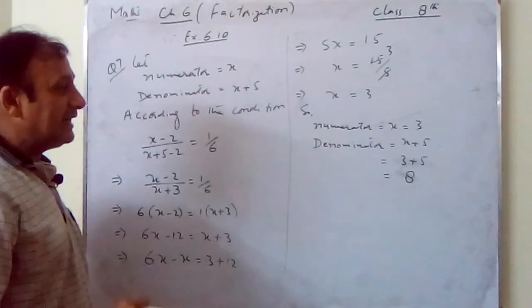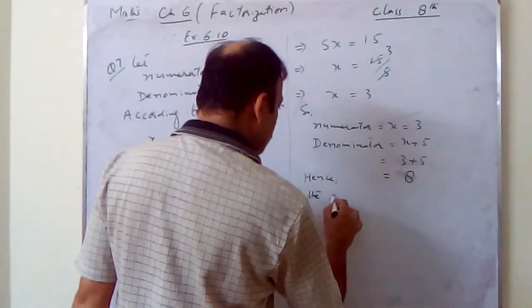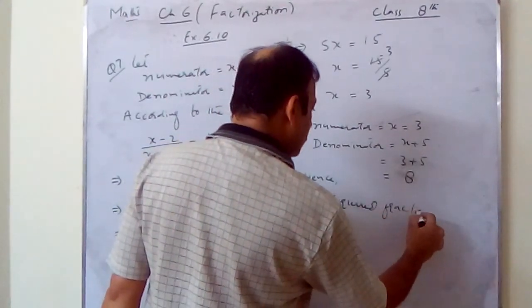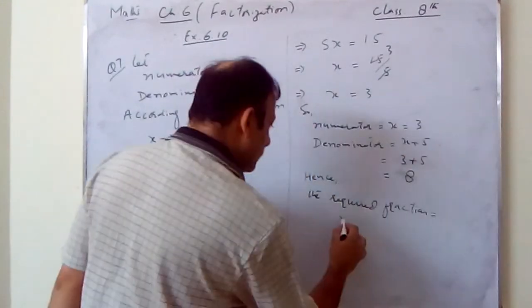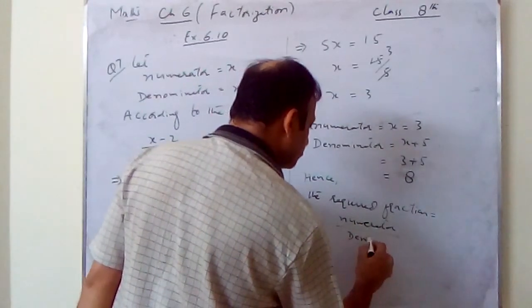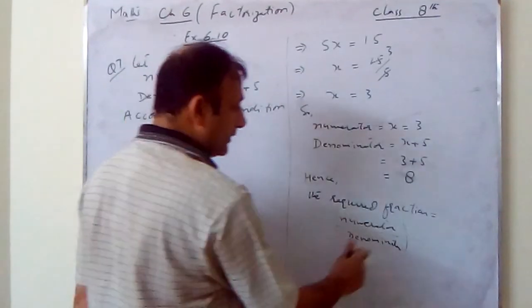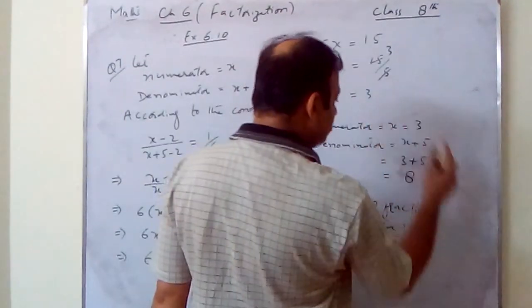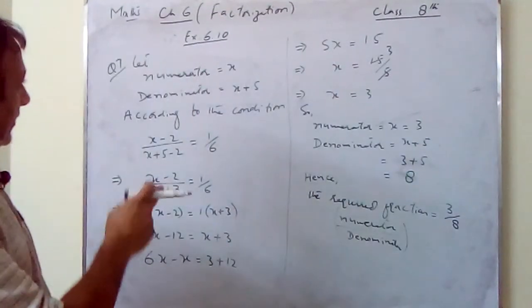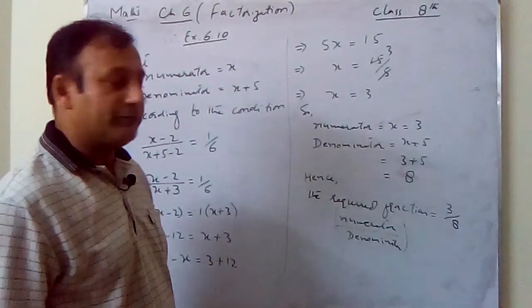But in the question he is saying find the fraction. Hence, the required fraction always consists of numerator divided by denominator. No need to write this one, I am just telling you. So numerator is equal to 3, denominator is equal to 8. Again, listen: numerator is equal to x, denominator is equal to x plus 5.